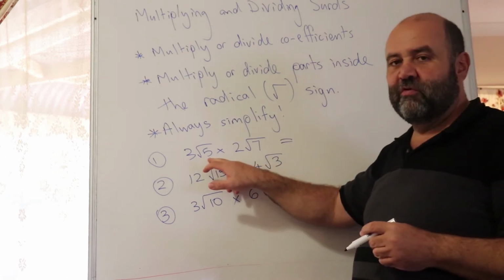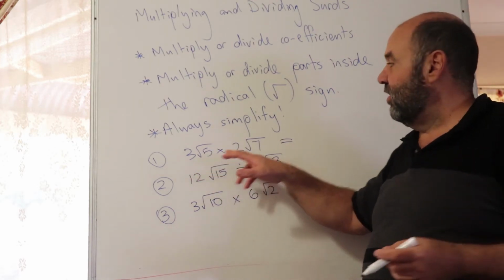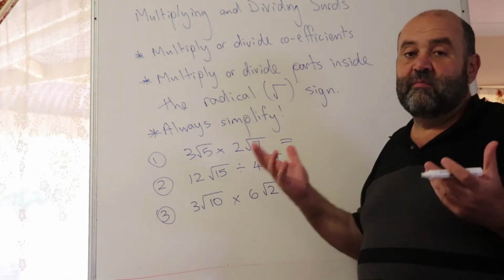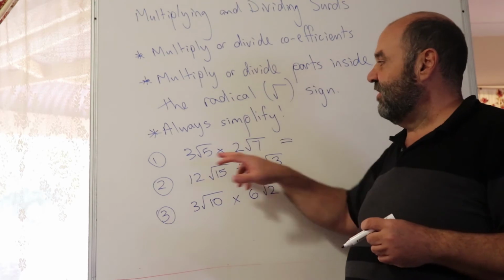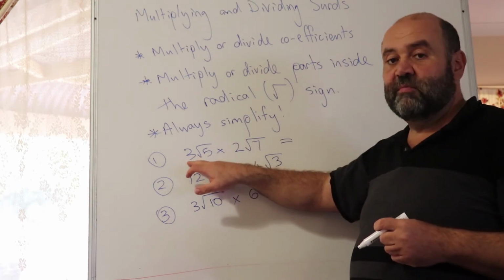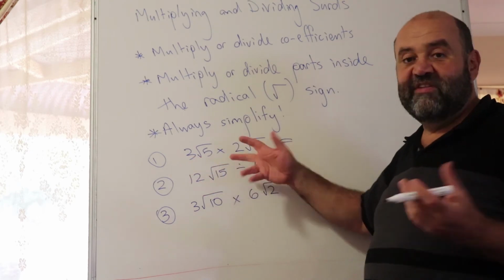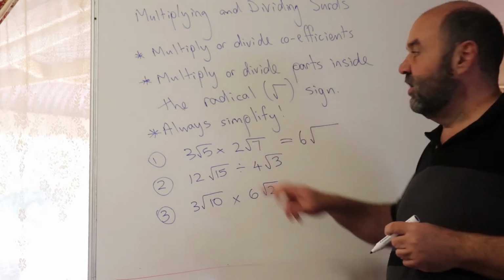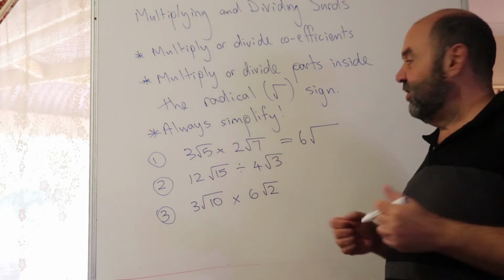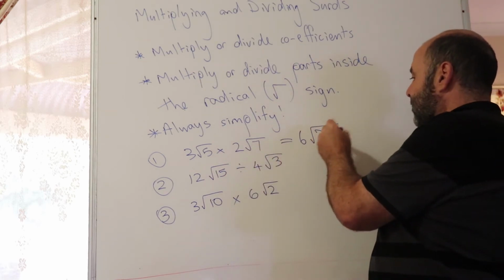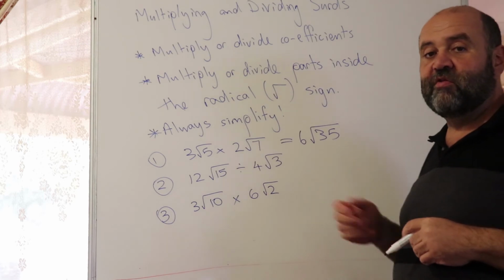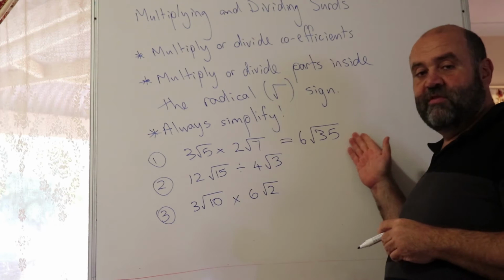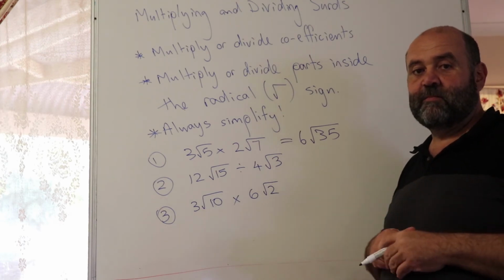Well, I can't simplify root 5. There's no square number that goes into 5. Can't simplify root 7. There's no square number that goes into 7. So I'm just going to multiply according to the instructions here. So the coefficients get multiplied. 3 multiplied by 2 is 6. And then inside the radical sign, 5 multiplied by 7 is 35. Is there a square number that goes into 35? No, there's not. So that's it. That's question 1 done.